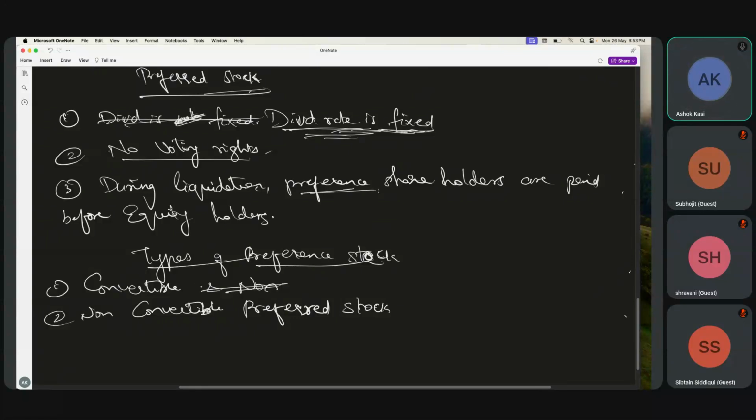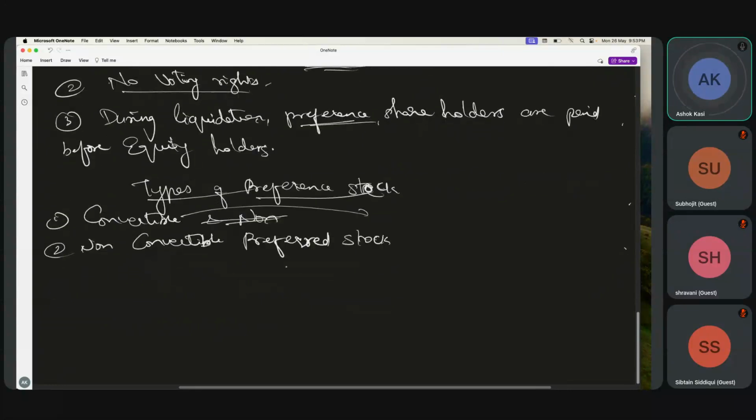Convertible means it can be converted into equities after a certain period of time as per the ratio specified by the company. Say for example, one preferred stock can be converted into one equity. So accordingly, after let's say 5 years, at that time it will be converted. Non-convertible means you cannot convert it. That is non-convertible preferred stock.